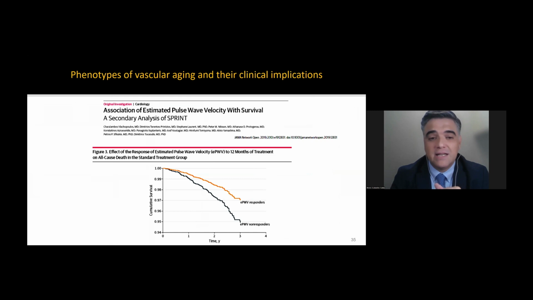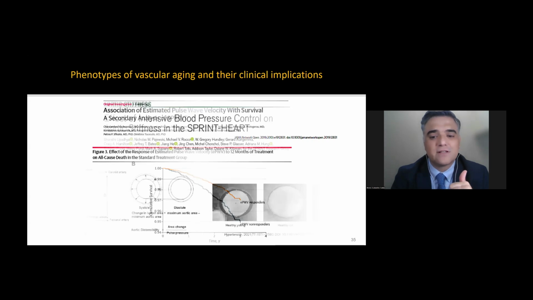More importantly, in the SPRINT study, a post-hoc analysis could show that those patients that belong to the intensive treated group and that responded with a decrease of cardiovascular morbidity and mortality were only those who had a concurrent decrease in pulse wave velocity that was estimated through an analysis of the different features of the patients. So again, highlighting the importance of decreasing not only blood pressure, but also pulse wave velocity in the process.